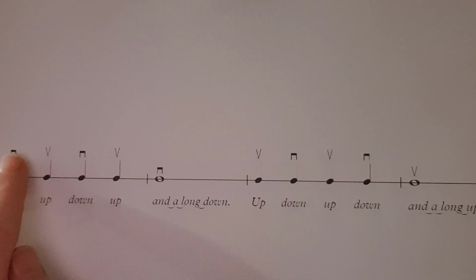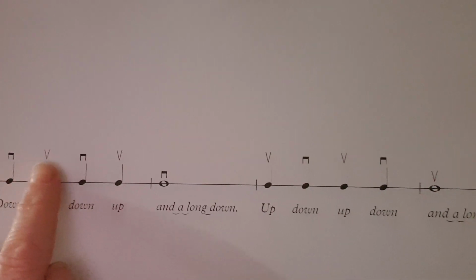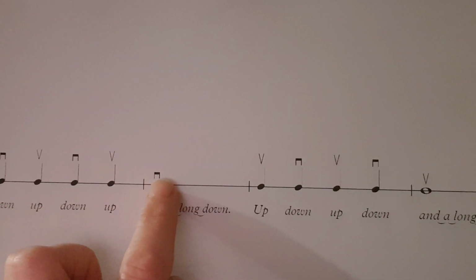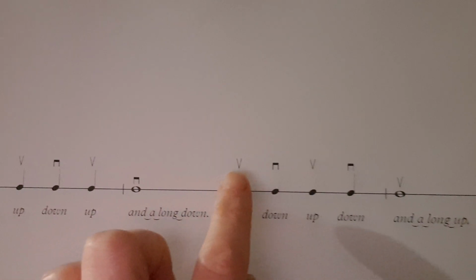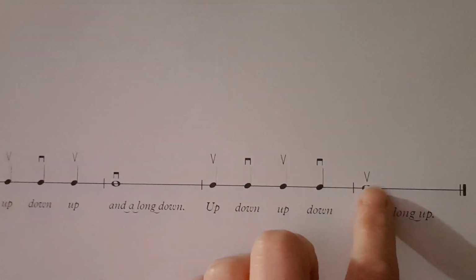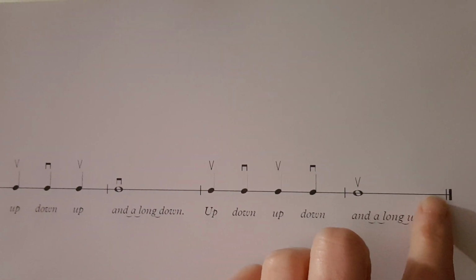And of course you can see the symbol for a down bow and an up bow. Down, up, there's the long down, up, down, and there's the long up.